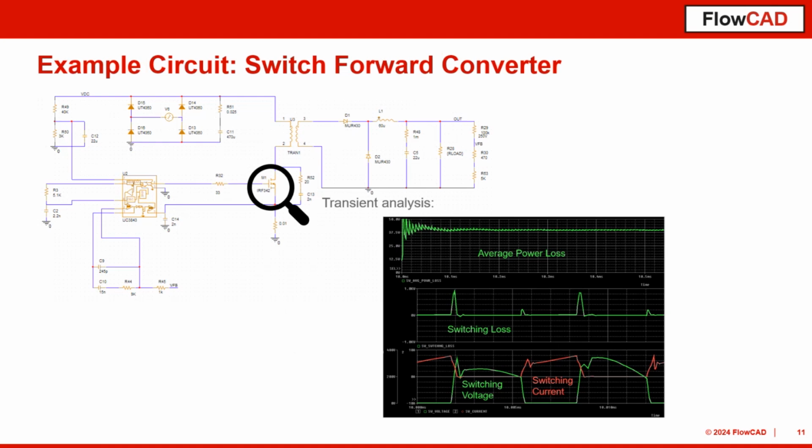I will now show you an example circuit. This is a so-called switch forward converter. This is a specific topology of a power supply, but this doesn't matter here. We are just focusing on one specific device in this circuit, and this is this transistor here. This transistor is used in this circuit to switch currents on and off at a frequency determined by a PWM generator. And this device, we will analyze, we will check if this device is stressed.